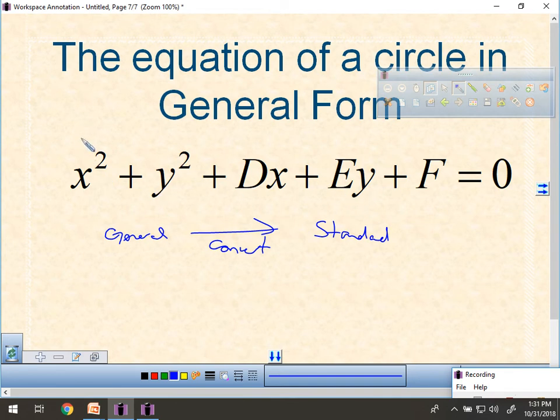Now, the next thing I want you to notice, guys, is that I can tell that this is a circle because both of my terms, you see the x and the y, both of them are squared, and they both have the same understood coefficient. What was the understood coefficient for both of those? 1, right? So that's how I know that this is a circle and not anything else, because both x and y are squared, and they both have the same coefficient.